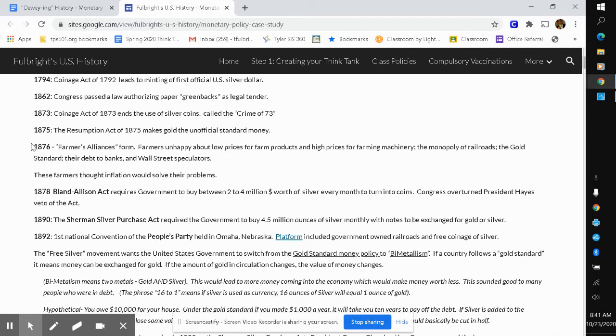In the 1870s, farmers' alliances formed. Farmers were unhappy about low prices for farm products and high prices for farming machinery. They were unhappy about the railroads and the power of the railroads, and they were unhappy about their debt to the banks. These farmers thought inflation would solve their problems.